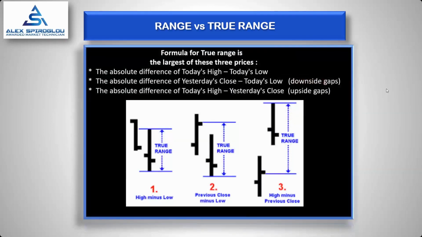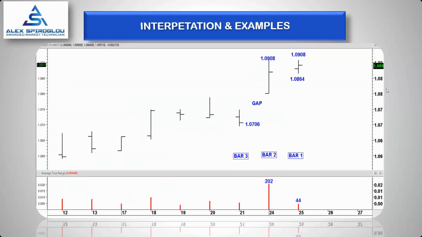So this is the formula for true range. It's pretty standard. If you go to any charting software and plug it in, you will get the calculation for true range. It's not something you have to do manually. And the inventor of true range was a guy called Welles Wilder. He was also the one who invented the RSI.